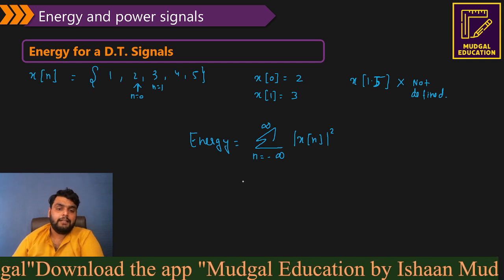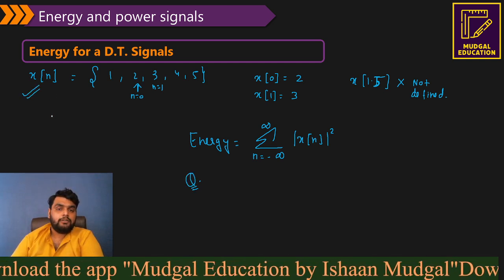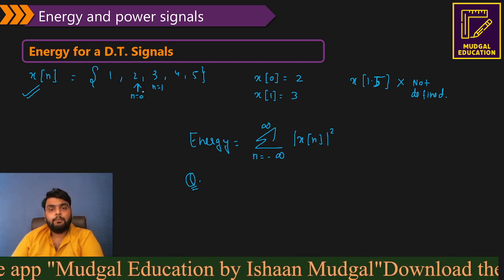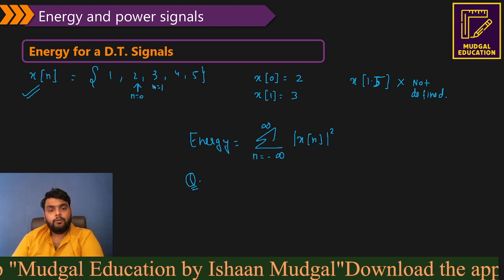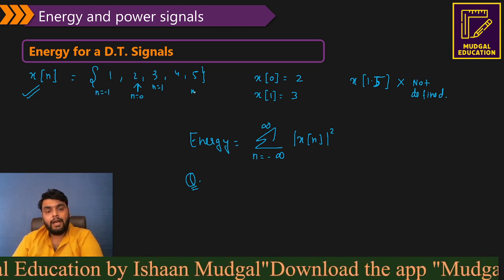For example, I need to find the energy of the above signal. Here you can see that the arrow sign will tell you the position of n equal to 0. The signal is from n equal to minus 1 to n equal to 3.